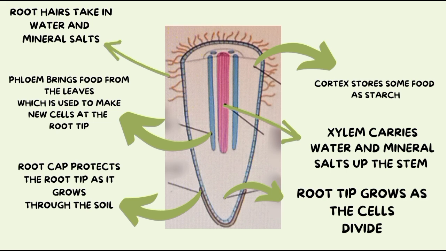And the last one is the function of the root tip, which is the growing end of a plant root and plays several essential roles in the plant's growth and development. The key functions of the root tip are growth and elongation, protection, soil penetration, and the last one is gravitropism.